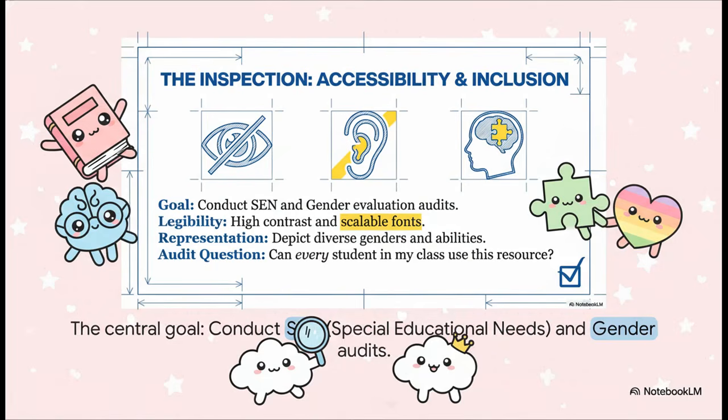We need to be doing two key audits of our materials, one for special educational needs, or SEN, and another for gender. This isn't an extra step. It's absolutely fundamental to creating an inclusive classroom.